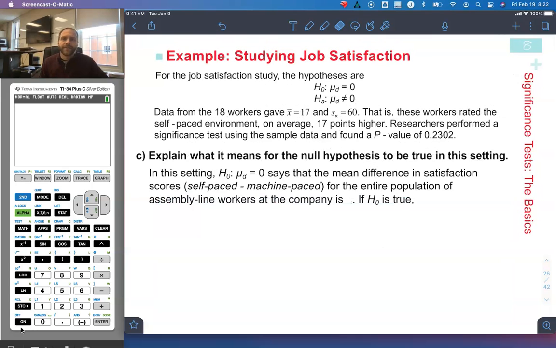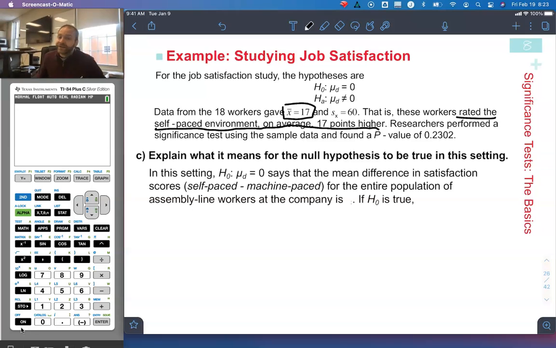So if we keep going, what happens is a study occurred, and they got the results. And from their sample, so we have our null, we have our alternative, what their sample said was that x bar equals 17, and it had a standard deviation of 60. This was just from what they collected. Now what that means is the workers rated self-paced environment on average 17 points higher. This is what your x bar means, is that they rated the self-paced environment on average 17 points higher, because remember the order of subtraction.